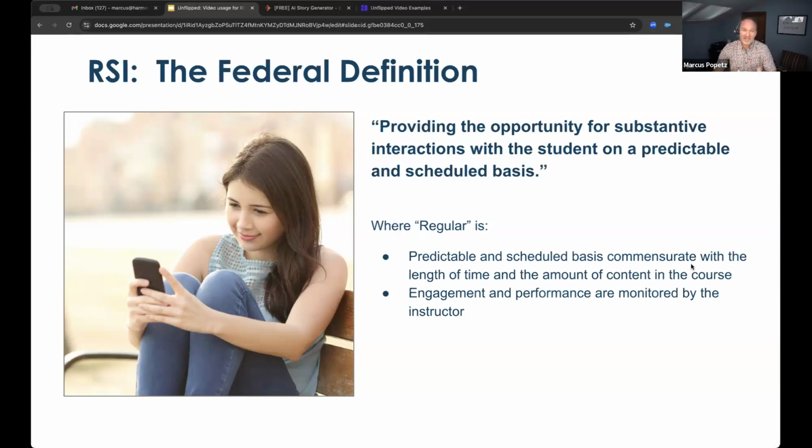So don't think of it as a passive consumption of content. Think of it as if you were in the classroom teaching, nudging students, reviewing what they're doing, giving them feedback, grading their papers. All of those things count in terms of what you're doing.